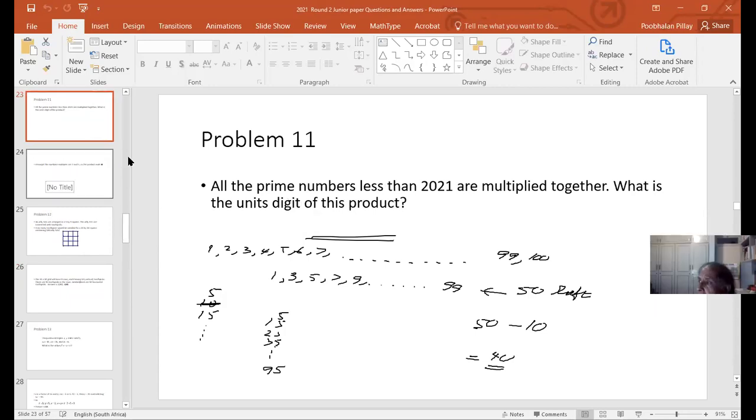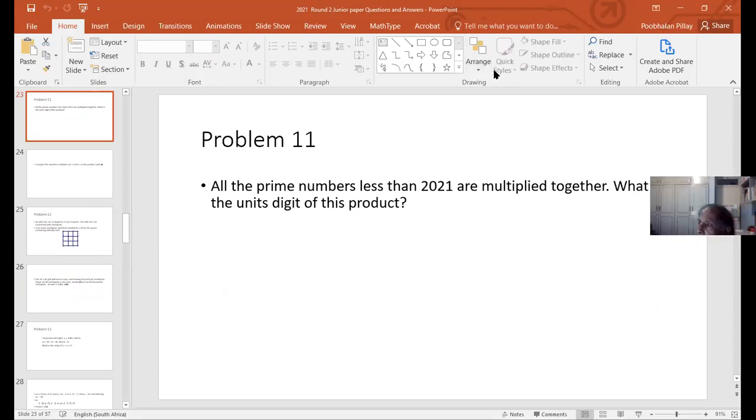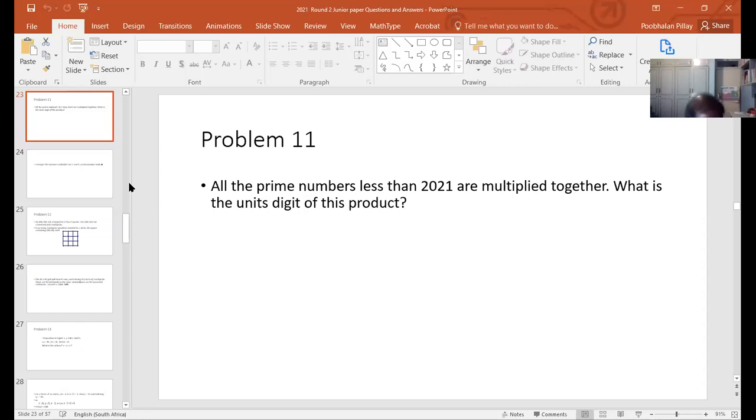Okay, let's go to problem 11. Problem 11 says all the prime numbers less than 2021. Oh, this is a year problem. Then we have a year. Every paper will have a year problem. All the prime numbers less than 2021 are multiplied. So which numbers are multiplied? Okay, let's start. What's the first prime number?